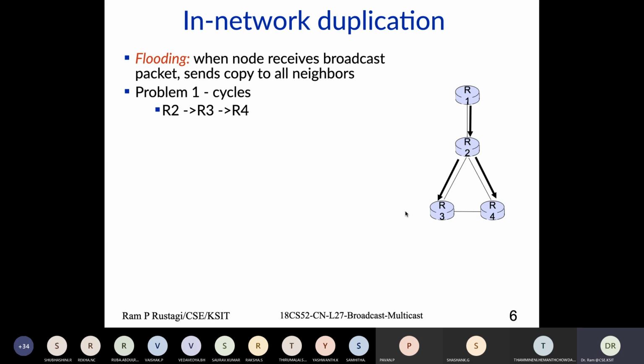So the first problem with in-network duplication is this. This problem was not there with source duplication, because each packet was going with the individual unique IP address of each router. So the problem there was choking, but there was no issue of cycles. Here, in in-network duplication, when R2 creates two packets, one to R3 and one to R4, this packet will keep on circulating like this, the other packet will keep on circulating like this, and that causes a cycle.